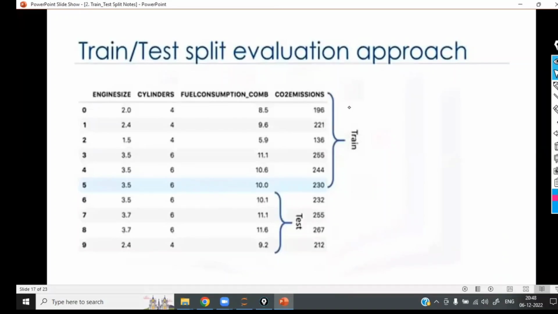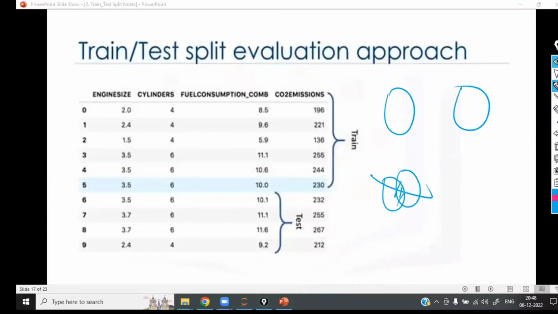So here the entire data has to be split into 2 parts. One is for training purpose and one is for testing purpose. Whatever data was selected for training should not be given for testing. Whatever is used for testing should not be given in the training. Both are exclusive. There should not be any kind of intersection, nothing common. Both of them should be exclusive to each other.